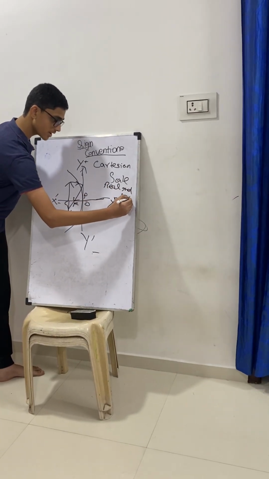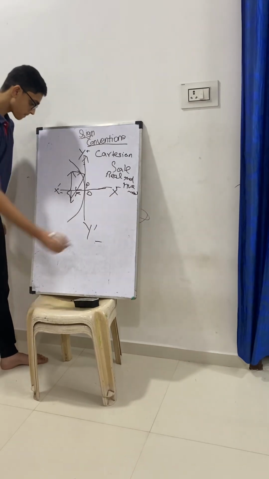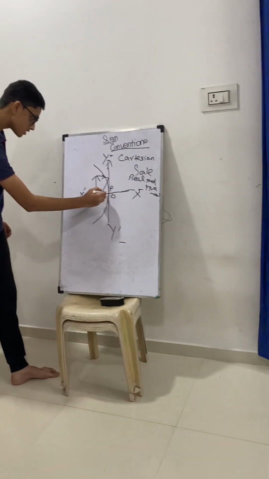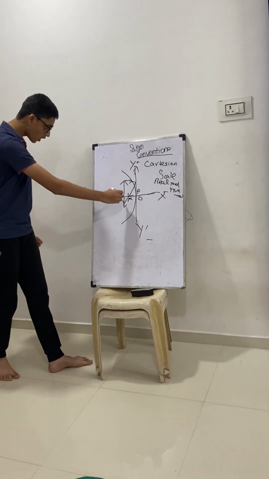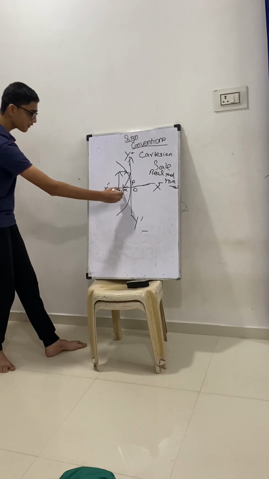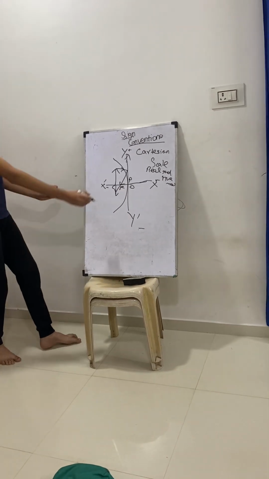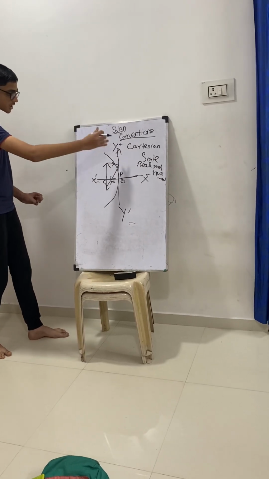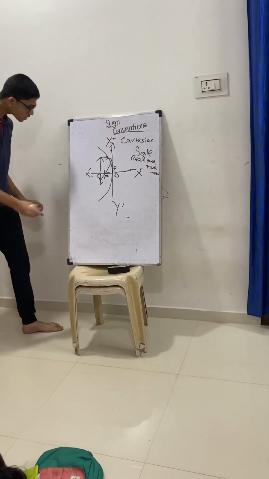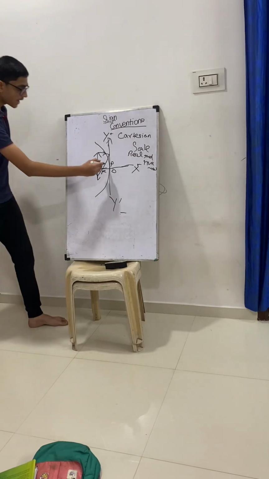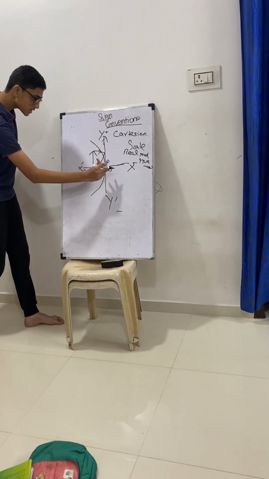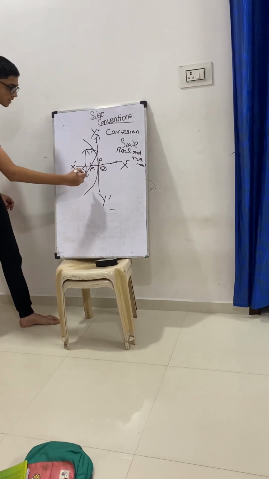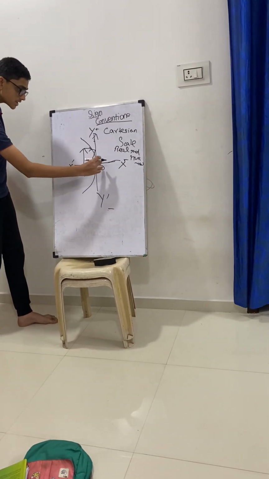In case of real and inverted, the object is always placed on the negative side. The image will also always be negative. F and C will always be negative. So the first thing is the object is always placed to the left of the mirror. Light rays also come to the left of the mirror, and the object distance is always measured from the pole. This is the pole, or in case of the Cartesian scale, you can take this as the origin. This distance is always measured from the pole.